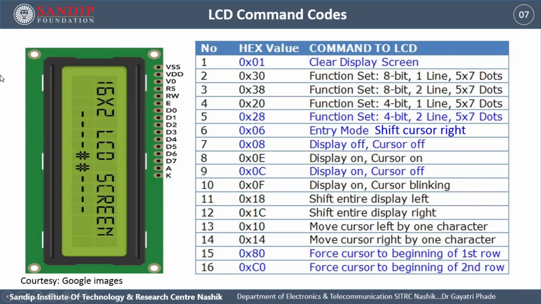So these are all the commands that are used to configure the LCD. Here are the commands I have highlighted that we will be using for writing a program. We need to clear the display screen initially. Then we will configure the LCD as a 2-line LCD. Then we will shift the cursor to the right when we are displaying the character. Then we use 0E for display on, cursor on. And lastly, the position we give to the LCD where we want to display our character.